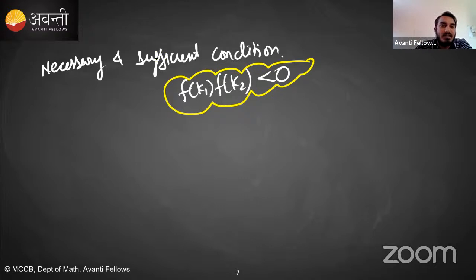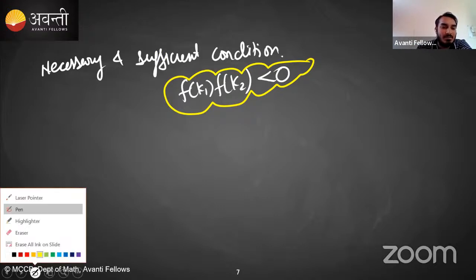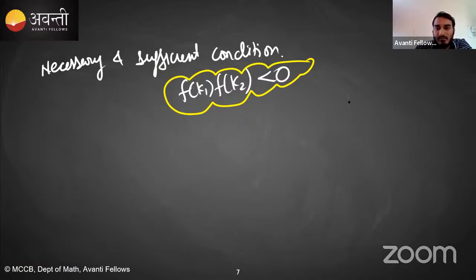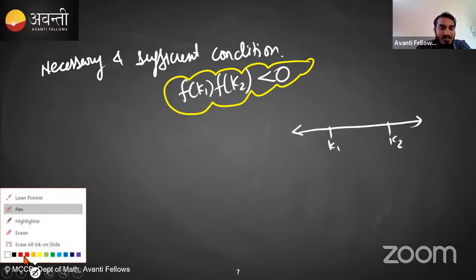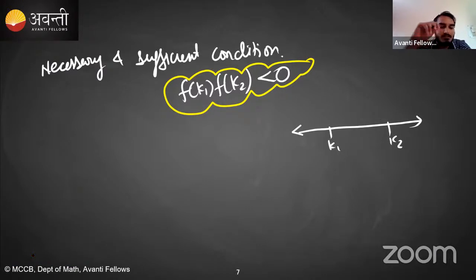Is this clear? Everyone tell me quickly in the chat box. And see, it is very obvious also, right? Let's say this is your K1 and this is your K2. If f of K1 into f of K2 is less than 0, it means f of K1 and f of K2 are of opposite sign, right? If f of K1 is negative and f of K2 is positive, then going from negative to positive, there will be one x at which it is intersecting your x-axis, yes or no?